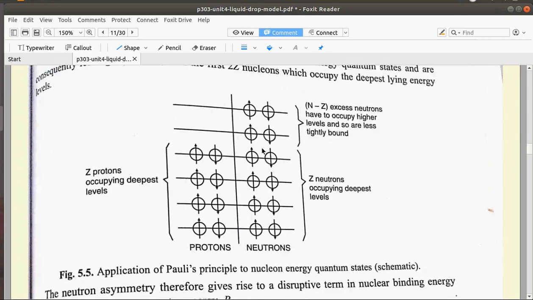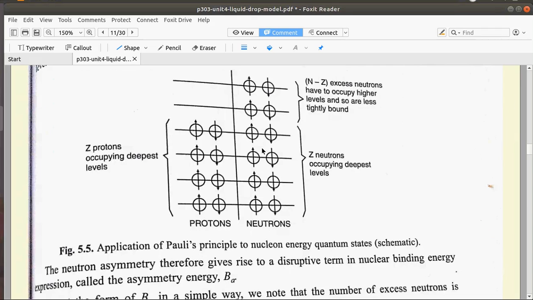These excess neutrons are occupying higher energy quantum states and are consequently less tightly bound than the first two Z nucleons. So what the author is trying to say is, let us consider these numbers: 8, 16 and 20. If I say that my system has A equal to 20 nucleons available, and my Z is fixed, Z is equal to 8.